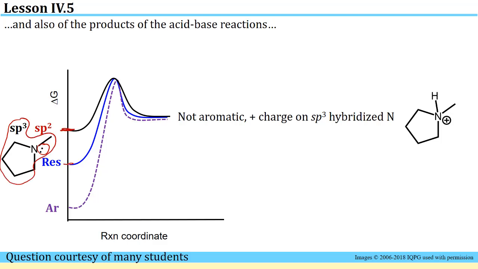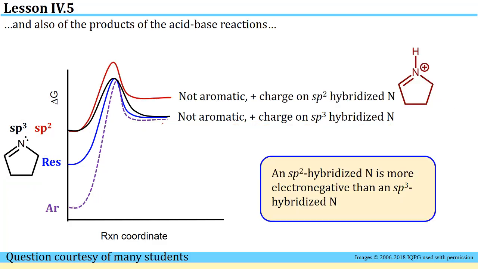Well, it's less stable than the resonance stabilized or aromatic to start with, but after I do the acid-base reaction, I just put the proton on the nitrogen. It's still an sp3 hybridized nitrogen, and all three of those products, whether they derive from the aromatic one, the resonance stabilized one, or the sp3 hybridized nitrogen that wasn't in resonance or aromaticity, the products all are not aromatic, plus charge on sp3 hybridized nitrogen. And you'll see I only lose a little bit of stability when I do that. So that's the most favorable reaction so far.